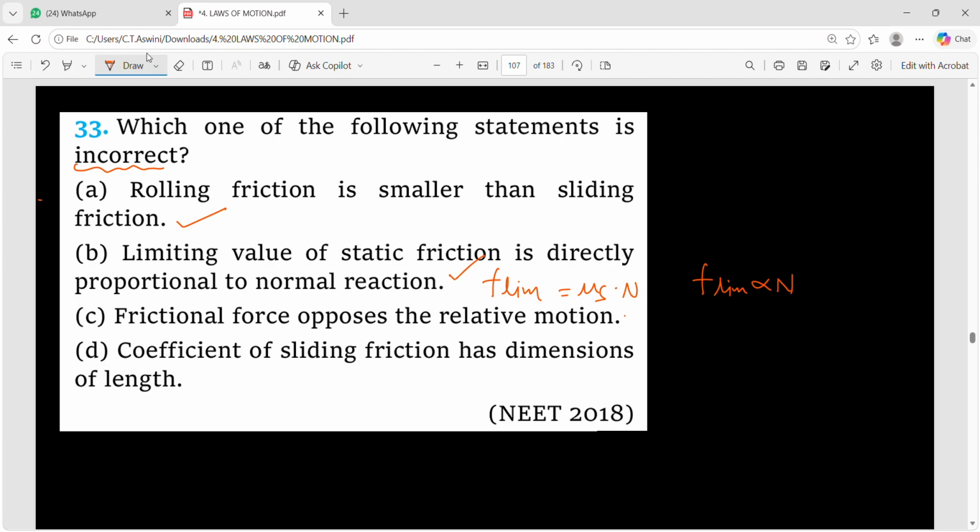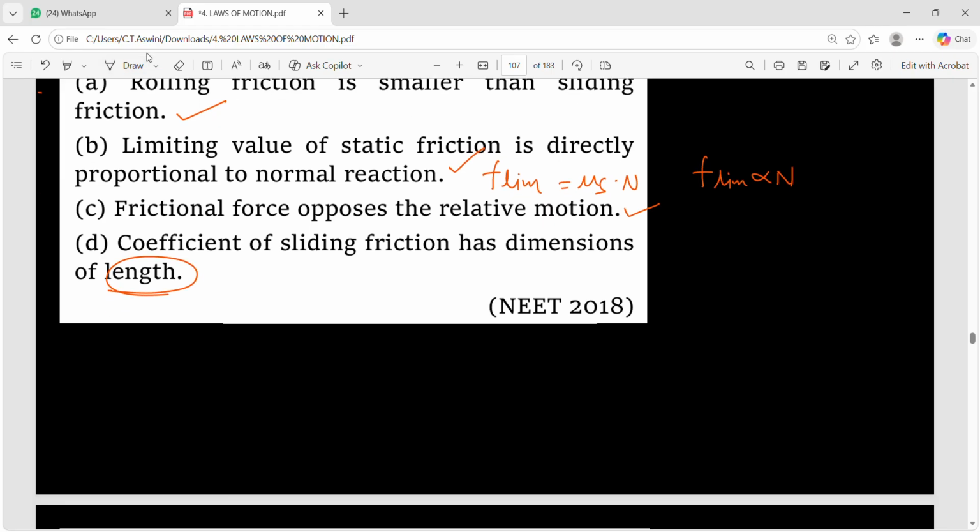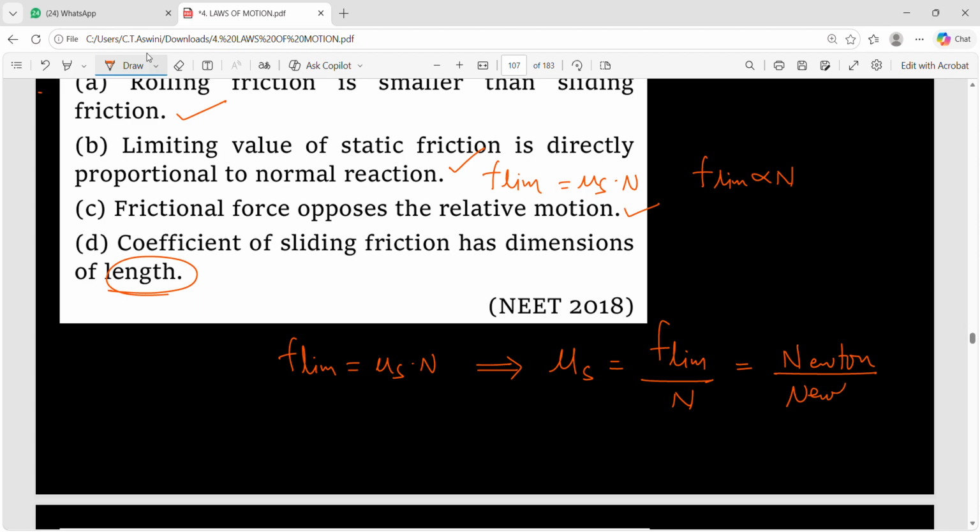Frictional force opposes the relative motion. Yes, that is the definition. Coefficient of sliding friction has dimensions of length. Let's see this. Coefficient of sliding friction. Where do we get this in F limiting? F limiting is mu S into N. Take the subject as the coefficient of static friction. What will you get? Limiting friction upon normal reaction. See, frictional force, in the sense it's a force. What is its unit? Newtons. Normal reaction is also a force. That means what is its unit? Newton.